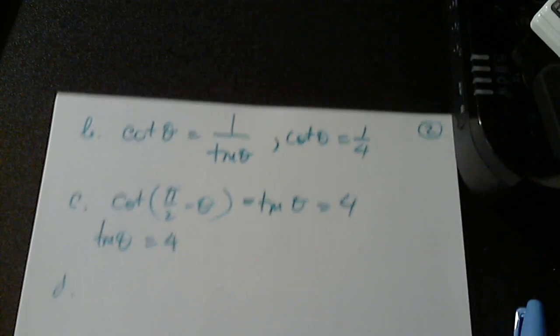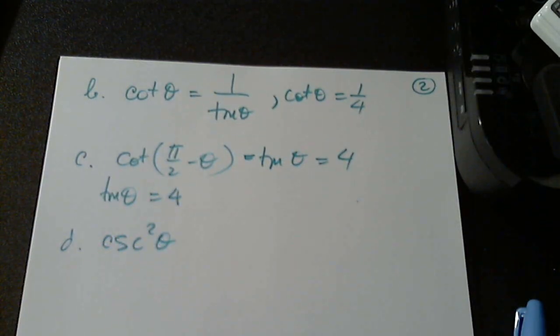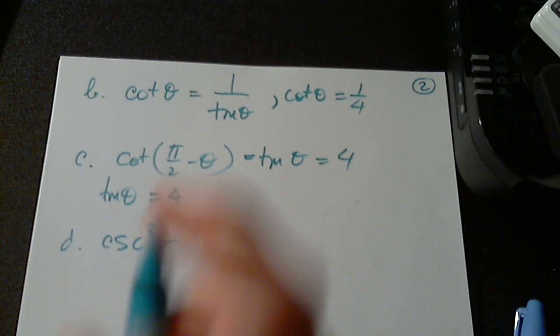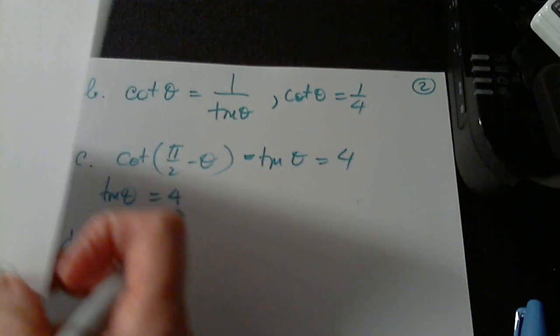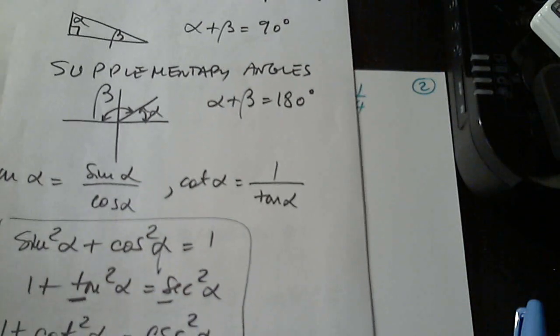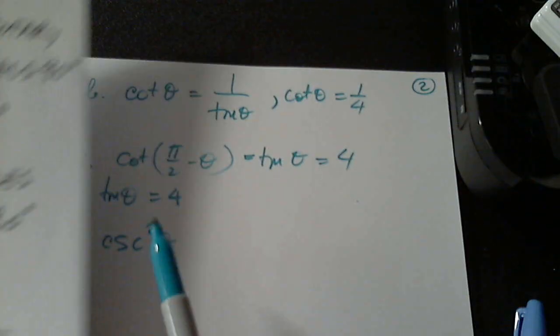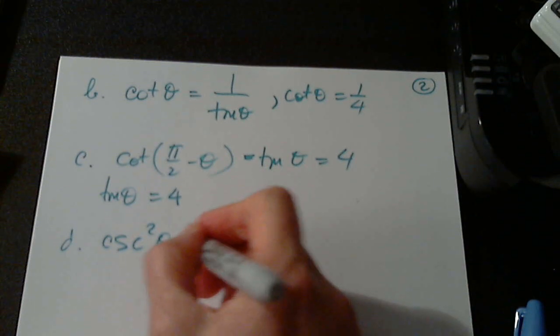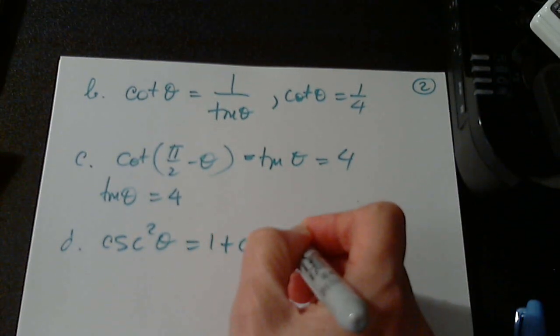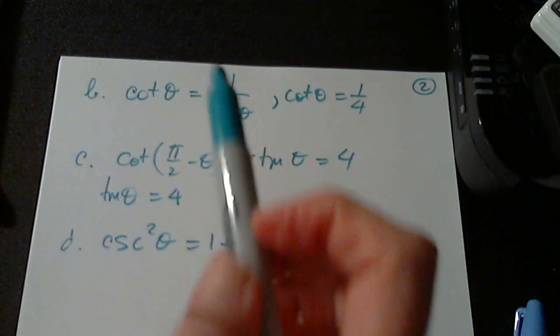Excellent. Cosecant squared. So they want us to find cosecant squared theta. And we know, where are my formulas from last time? We do have a formula for cosecant squared. Aha. Cosecant squared is 1 plus cotangent squared. And I have cotangent squared. They asked me to find it.